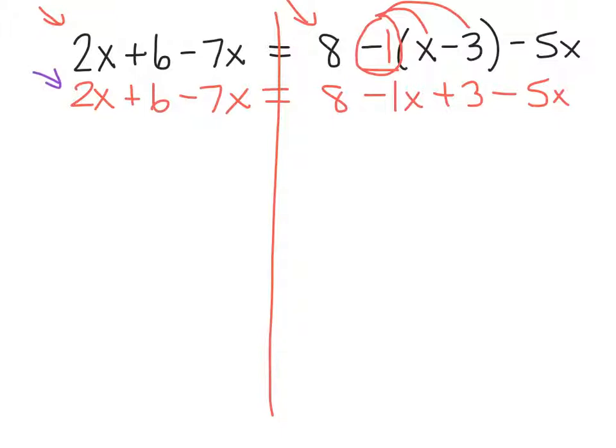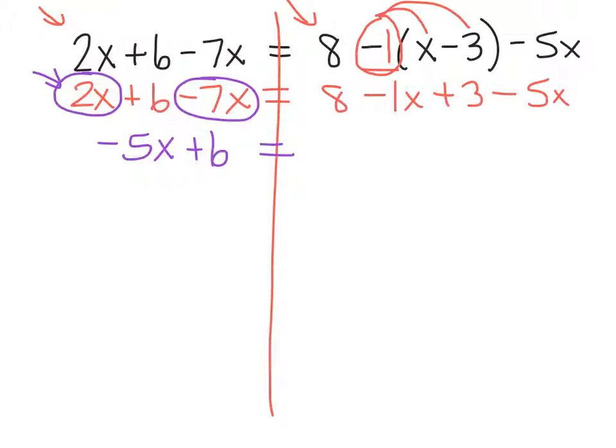Again, on the left side of the equation, we have a 2x and a negative 7x. Since the signs are different, we're going to subtract, and we get 5, and we have more negatives, so it's negative 5x. And then I'm going to bring my 6 down.